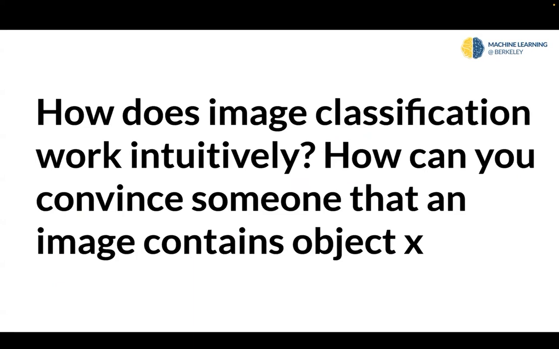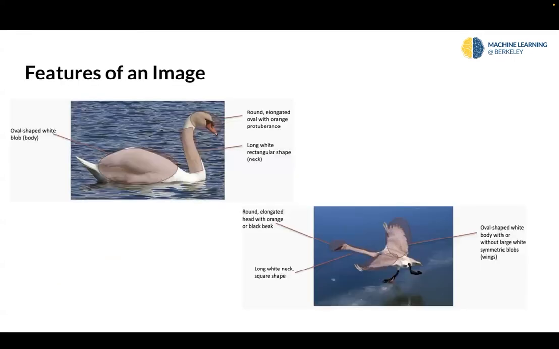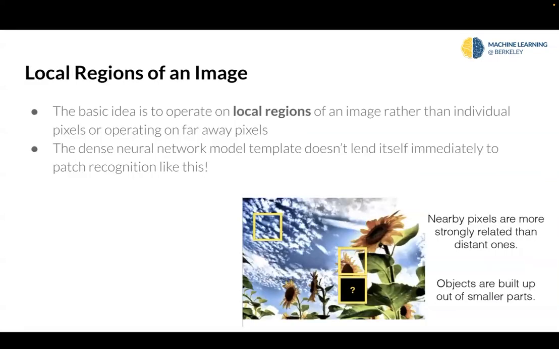Another reason is let's think about it a little bit intuitively. How do we convince ourselves that an image contains an object X? Let's say we look at these two images. We look at what features at a high level this image has. We see, oh, this object has an oval-shaped body, and then it has a long white neck, and a long beak and a head like that. Or maybe in the other image we see, oh, this object has spread out wings, and it's over water, and it has this elongated beak, and so on. And so the takeaway from this is we look at local regions of an image.